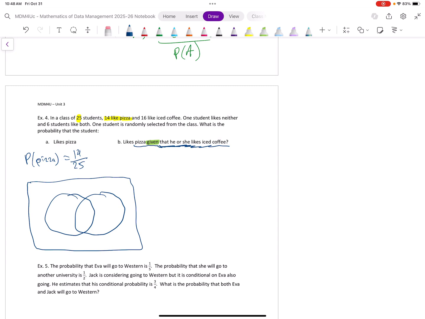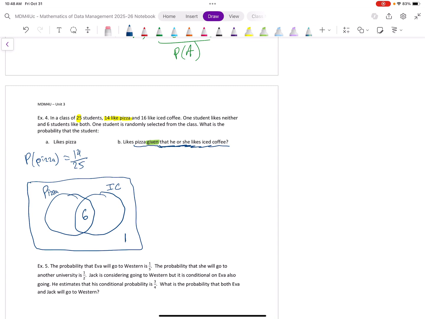And we start with that intersection. So one student likes neither. I could throw that out here. There's a 1. 6 students like both, so put that in the intersection. Let's say this is pizza and this is iced coffee, IC.